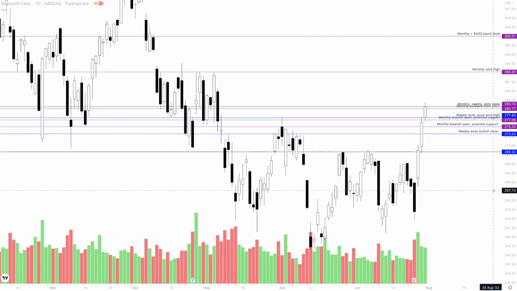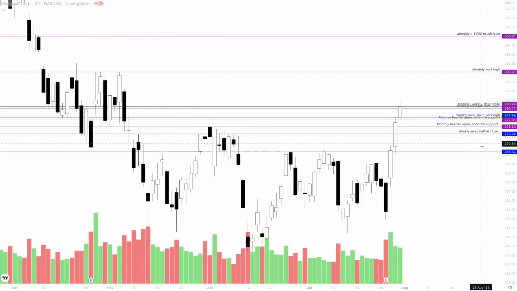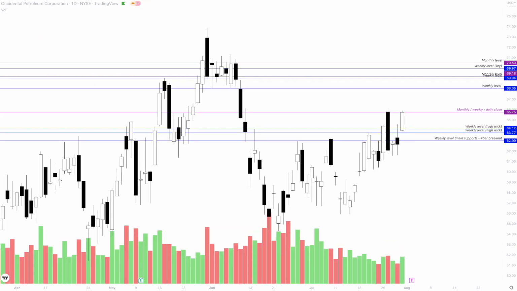Now, of course, if we do pull back and sell off, if sellers or profit takers do come in, we are looking for this 168/173 area to hold. So basically between these lines over here, and then of course above that we're looking at 290/300 on this one. Now I just want to bring your attention to Oxy.